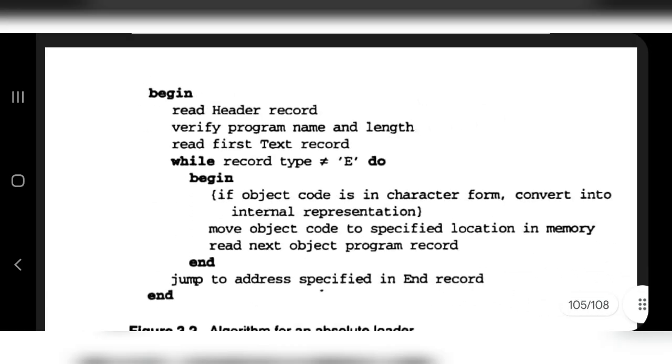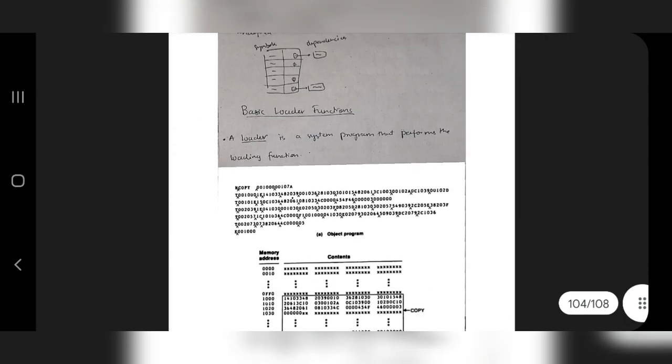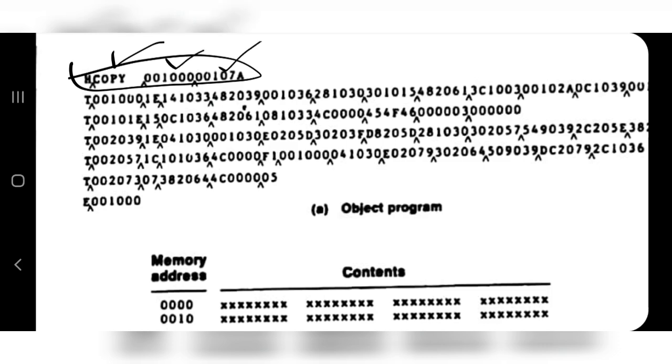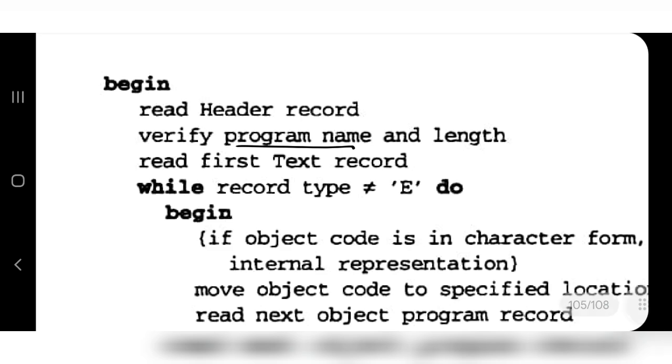Okay, so here's the algorithm for the absolute loader. This is also an exam question for the bootstrap loader, but the absolute loader is very similar to it. So here what's happening: begin, read the header record. What is the header record here? This is the header record, this line, and here we have the object name, the starting address and the object length, meaning the program length. Those things we will verify: the program name and length.